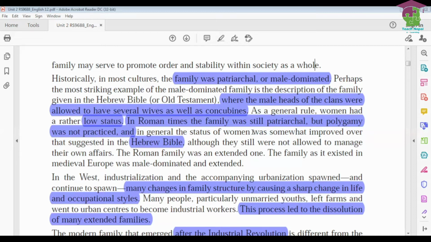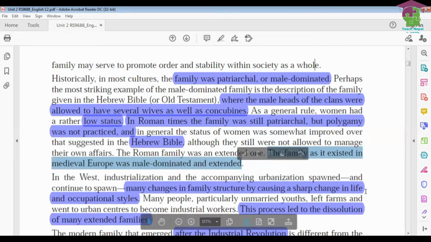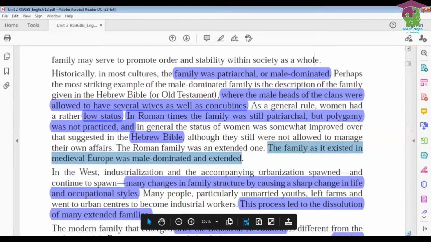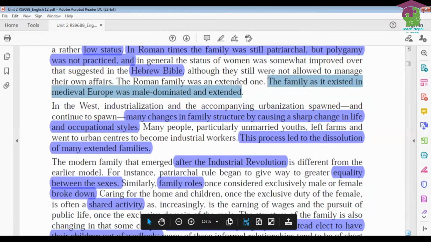In general, the status of women was somewhat improved over that suggested in the Hebrew Bible, although they still were not allowed to manage their own affairs. The Roman family was an extended one. The family as it existed in medieval Europe was male dominated and an extended family. Medieval European family was a male dominated society.